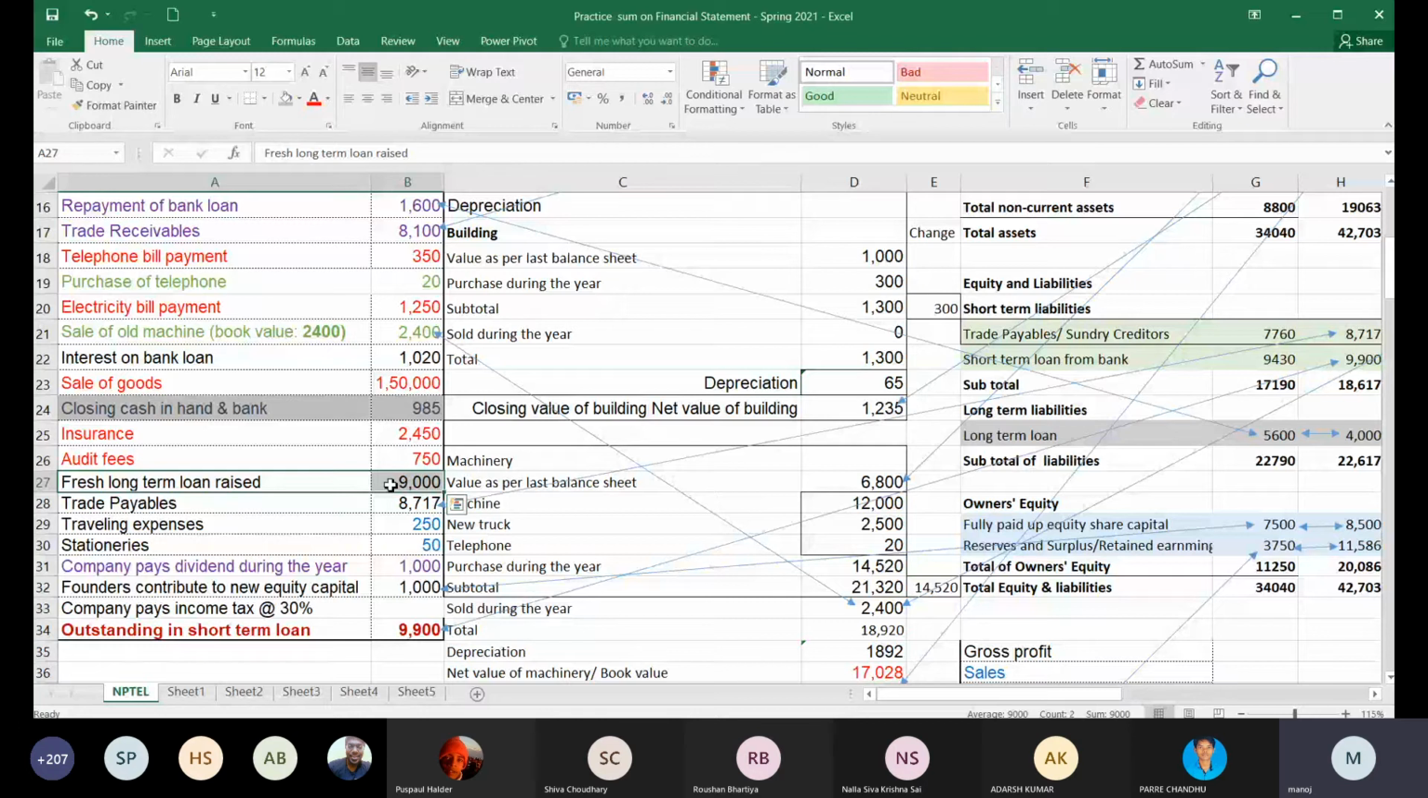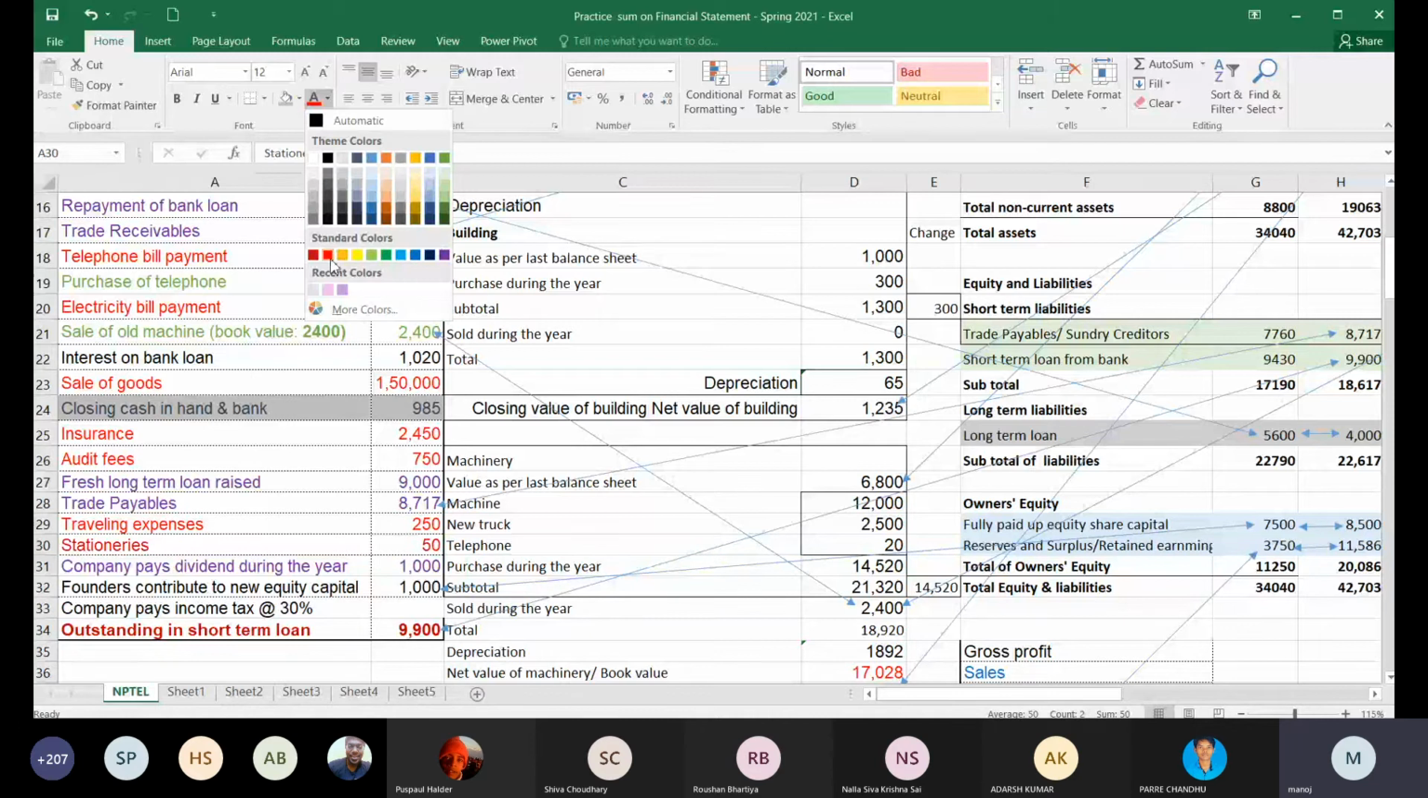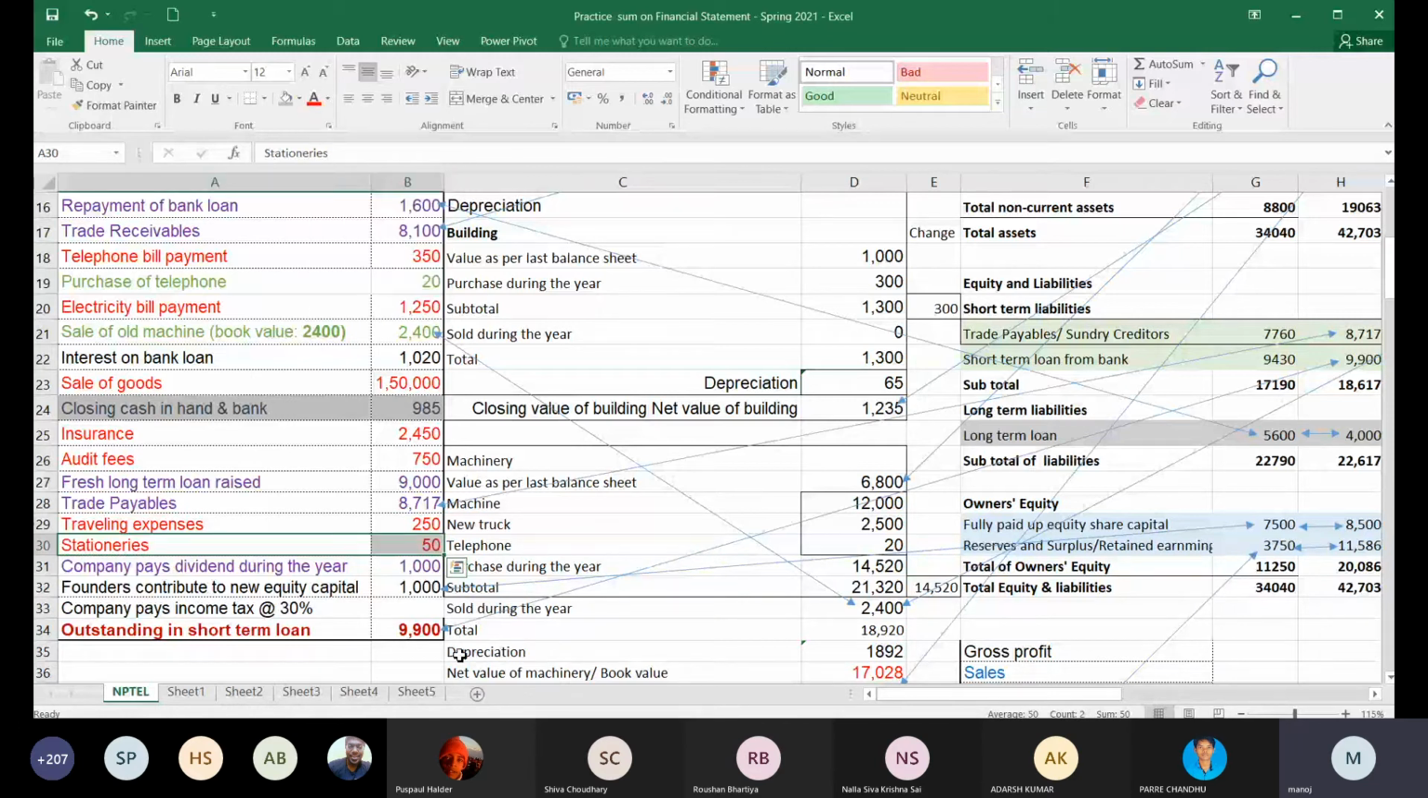Fresh long-term raise is again a balance sheet item. Trade payable is a balance sheet item. You have to repay that guy you took stock from. Traveling expense is an operating expense. Stationery is an operating expense. Dividend is not an expense because this is the money you pay to the owner. So it's absolutely different. Founders' contribution to equity capital also is different. It is not an operating expense.